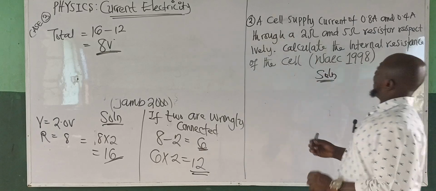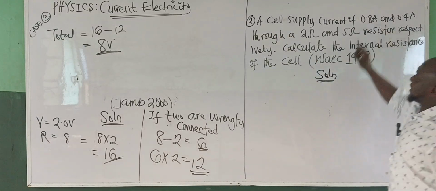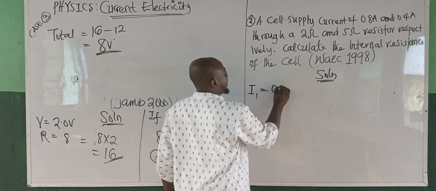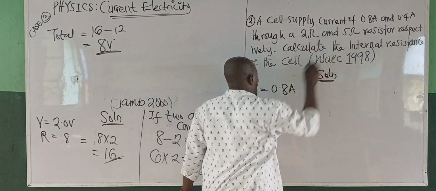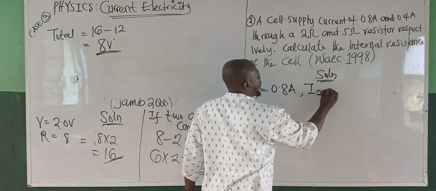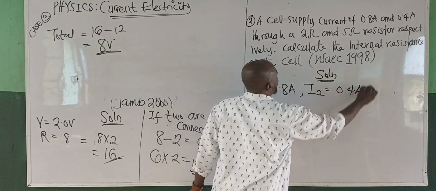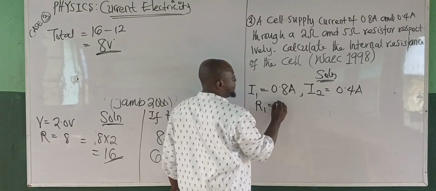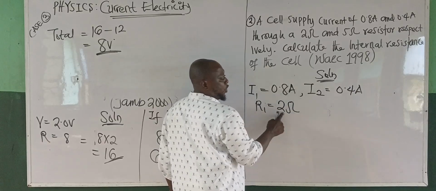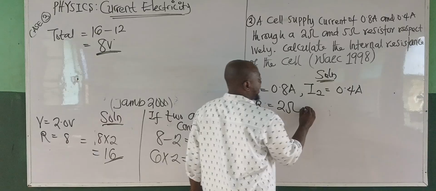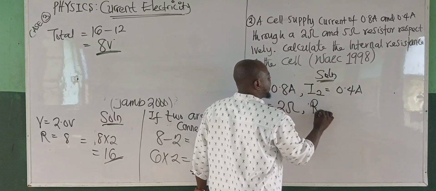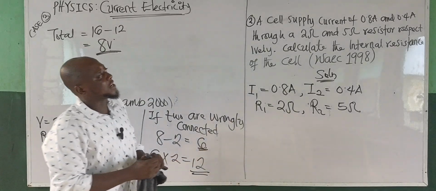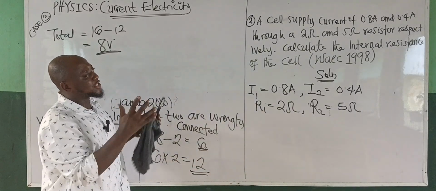We are told that a cell supplies a current. The first current has been given to be 0.8, and the second current has been given to be 0.4 ampere. Then they said it went through the first resistor of 2 ohms. Remember that your SI unit for resistance is ohms. The next resistance is 5 ohms. So they now say, respectively, calculate the internal resistance of the cell.